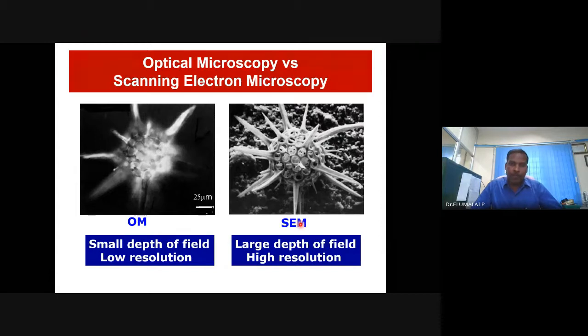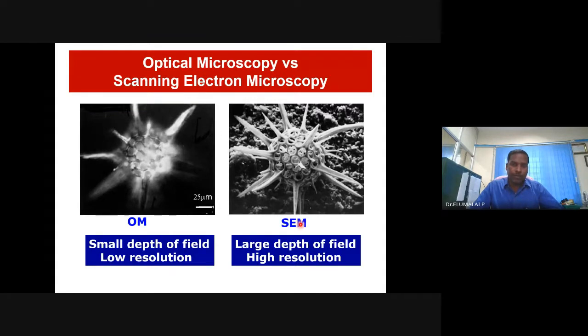How will you characterize them? You need a microscope. I'm sure you are aware that with an optical microscope, you can go up to 6,000 times magnification, from 1 to 6,000. 6,000 also I am exaggerating too much. Maybe at 1,000 you will get a better image. Beyond that, it becomes blurred.